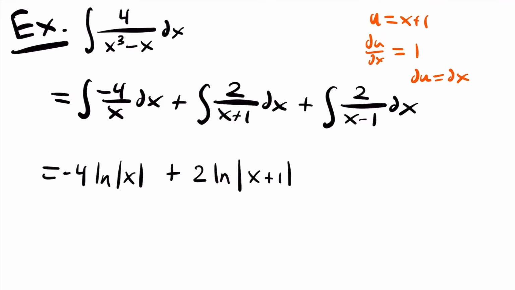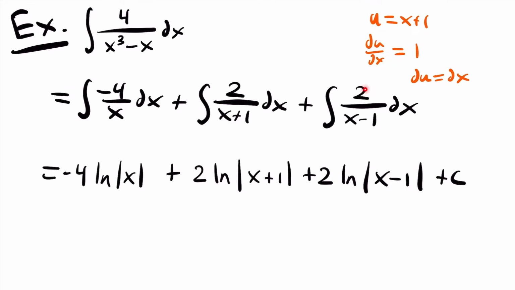And so when you see that the denominator is a simple linear factor like that, whose derivative is 1, you can skip this u substitution process and just integrate very quickly. And so that's what I'm going to do for this last integral. The integral of 2 divided by x minus 1 is just going to be 2 times the natural log of the absolute value of x minus 1 plus c.